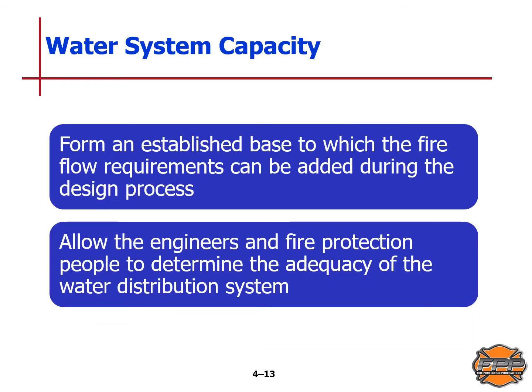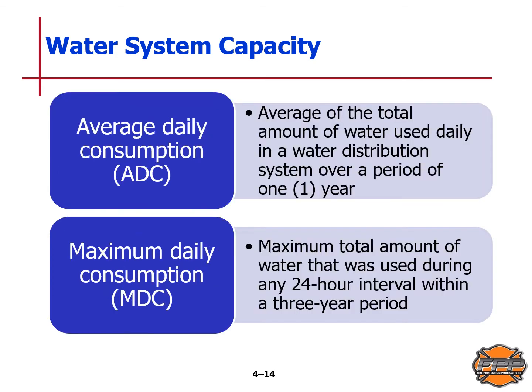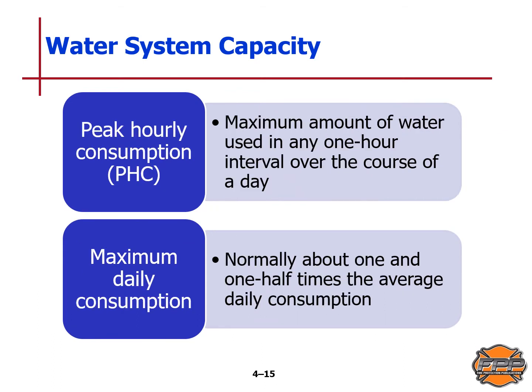The average daily consumption, or ADC, is the average of the total amount of water used daily in a water distribution system over a period of 1 year. The maximum daily consumption, or MDC, is the maximum total amount of water that was used during any 24-hour interval within a 3-year period. The peak hourly consumption, or PHC, is the maximum amount of water used in any 1-hour interval over the course of a day.